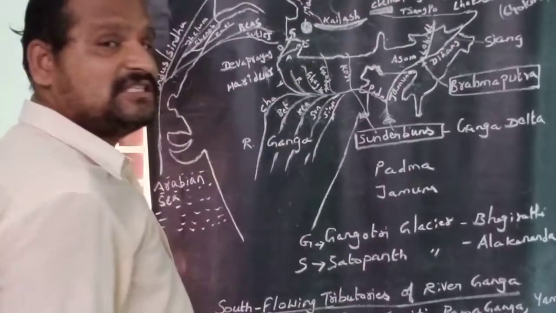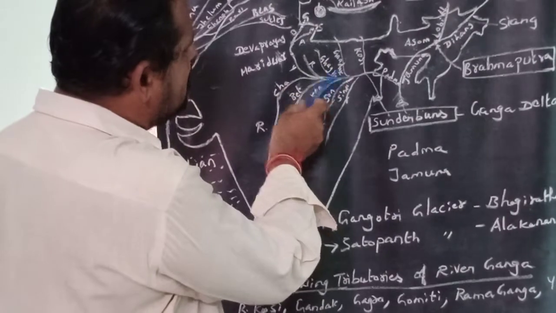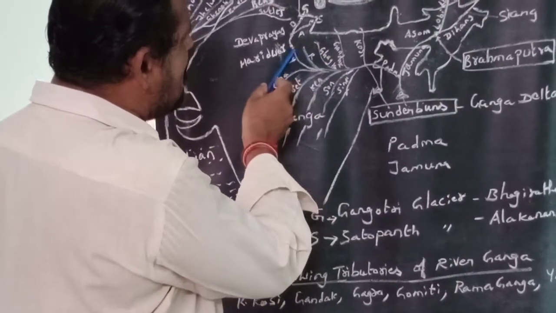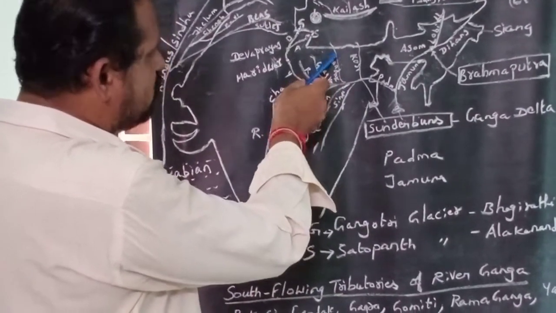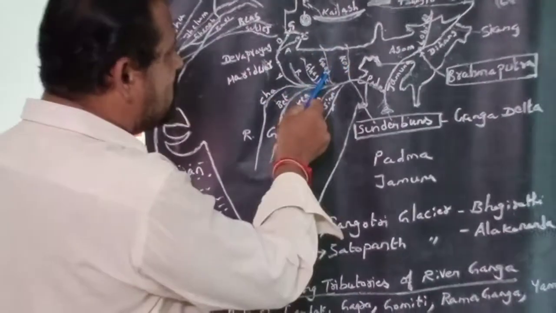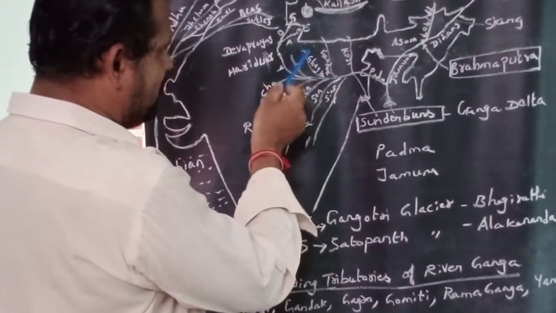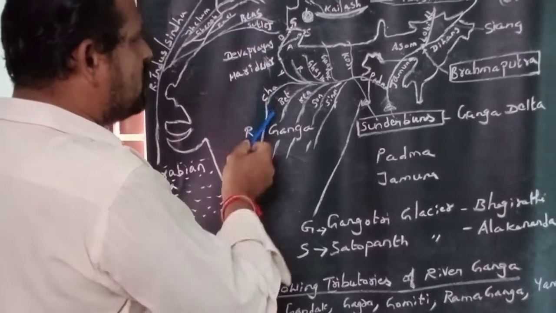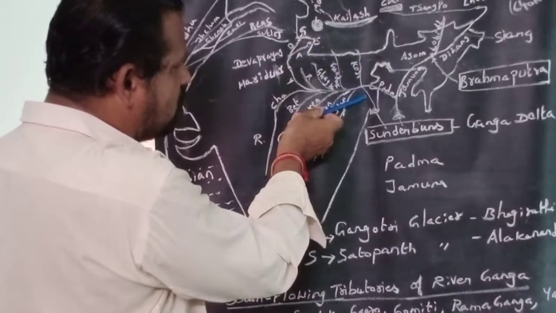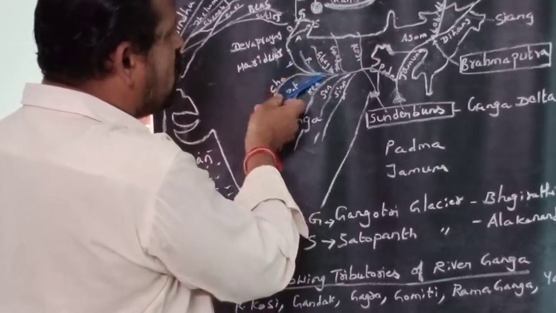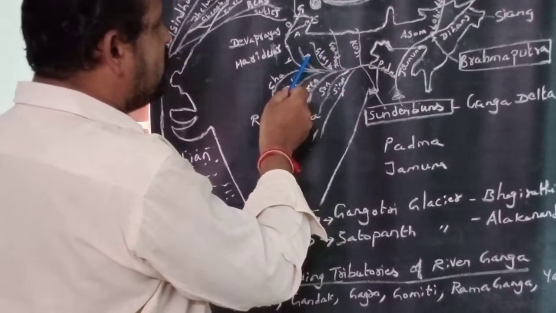Okay, and this Ganga has south flowing tributaries. What are the south flowing tributaries? River Kosi, River Gandak, River Ghaghra, River Ramganga, Yamuna, Gomti. These are the tributaries called south flowing tributaries of River Ganga. Why? Because these rivers originate in the Himalayan region. Kosi, Gandak, Ghaghra, Ramganga, Yamuna and Gomti rise in the Himalayan regions in the north, flow towards south, and join the Ganga river. So these rivers are called south flowing tributaries of River Ganga.